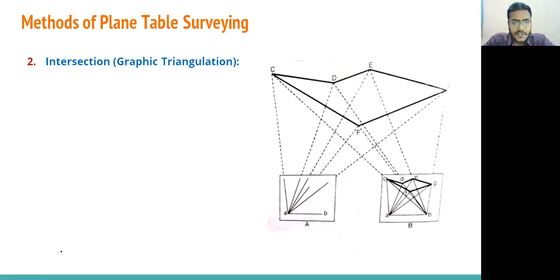Next method is intersection. It is also called graphical triangulation. Why it is called graphical triangulation, that you will see, and why it is called intersection, that you will see also. Okay, so now just keep the radiation method in your mind and then see this figure.